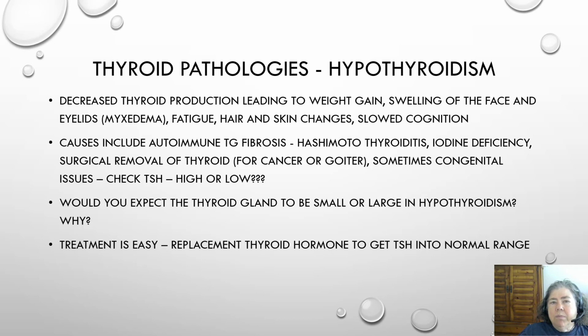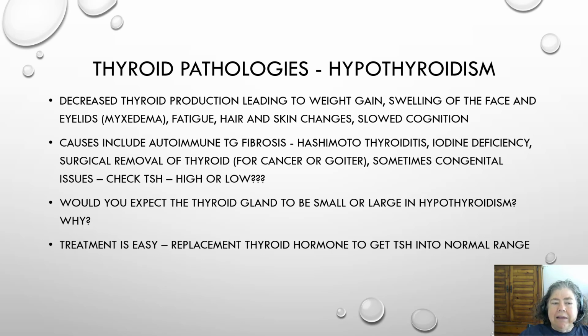If we were to draw blood and check a TSH, would it be high or low? In these cases, TSH is going to be high because there is inadequate thyroid hormone feeding back to the hypothalamus and the pituitary. So TRH and TSH go up to try to force the thyroid back into activity.